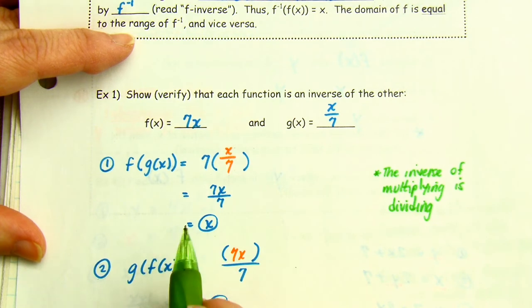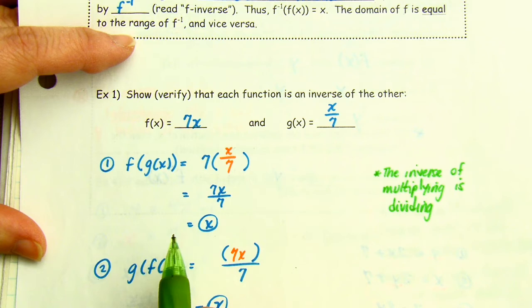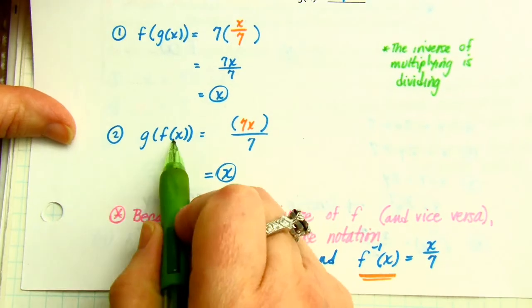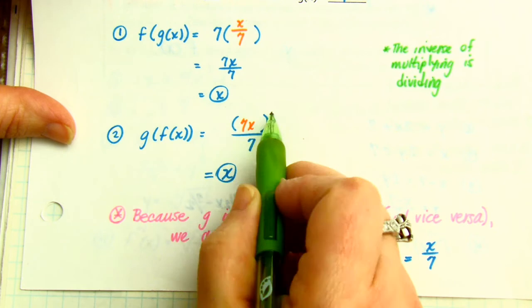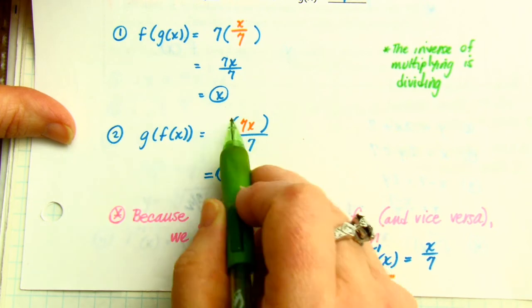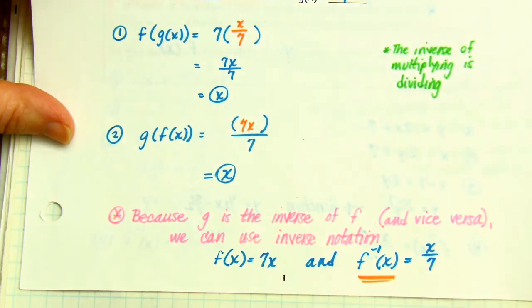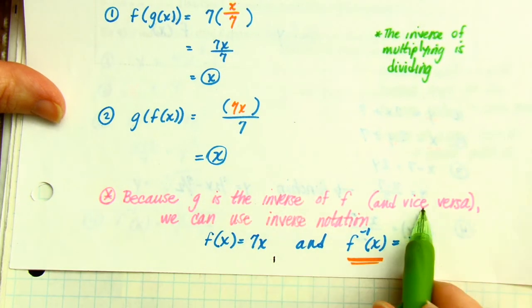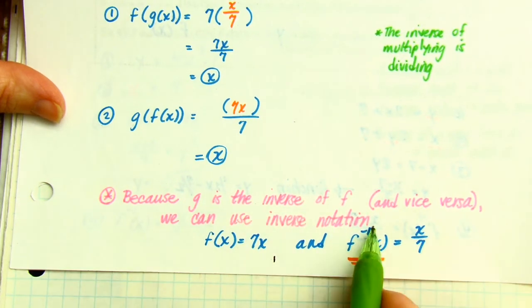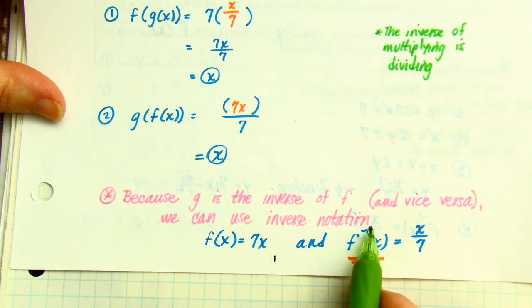It has to work both ways. It can't just work one way. G of f of x is I take the g function, parenthesis for x over 7, put the f function inside, and again, the same thing's going to happen. The 7s are going to divide out, and you're going to be left with x. Because g is the inverse of f, and vice versa, we can use inverse notation. So we would substitute.